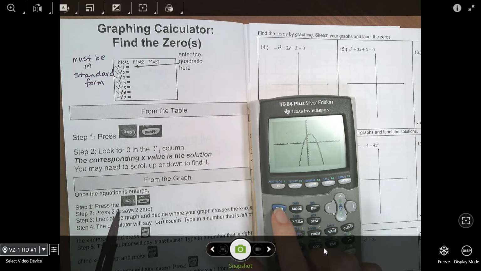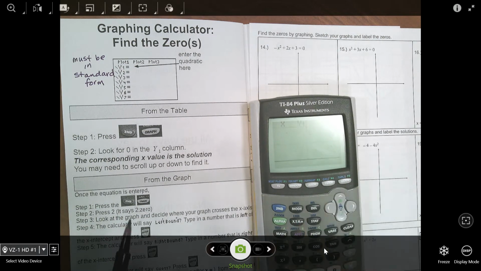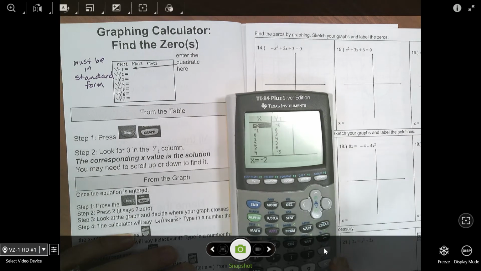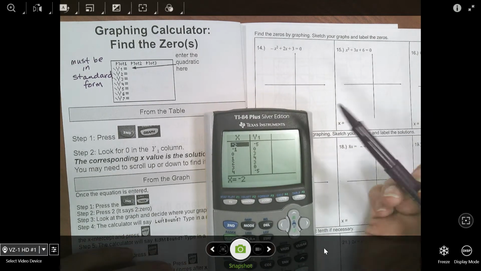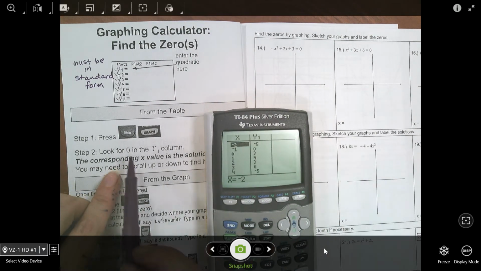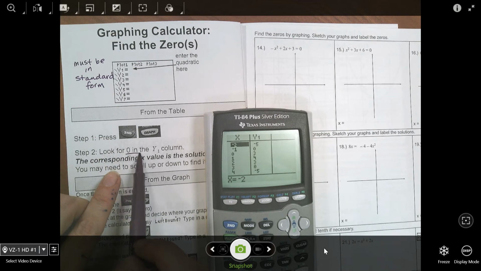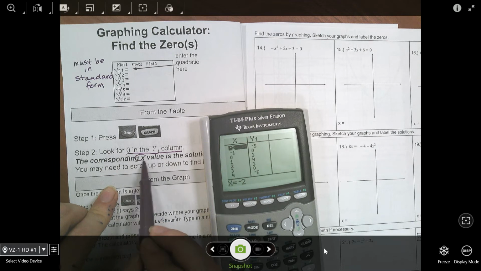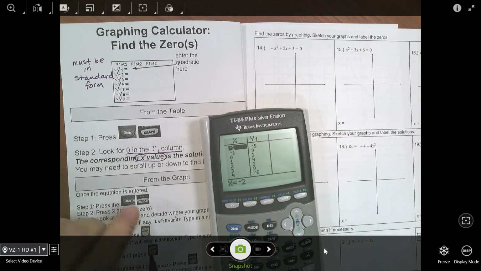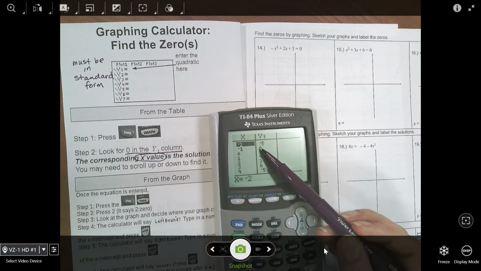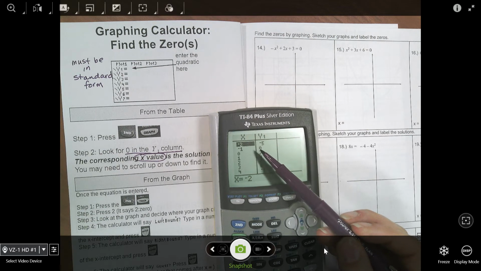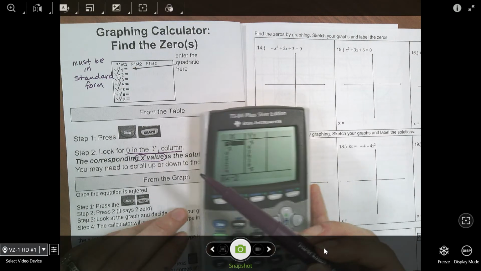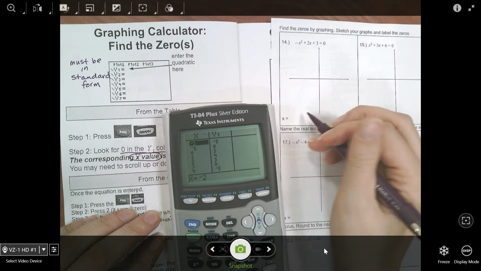So I press second and then graph, and it gives me this table. Move it over a little bit. All right, so when we're doing the table, we're looking for where 0 is in the y1 column, but the actual answer is the x value that goes with it. So if we look here, here's my 0 in the y1 column. My solution is negative 1. So I'm going to write that one down right here.